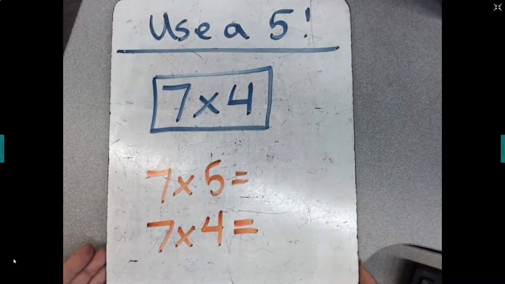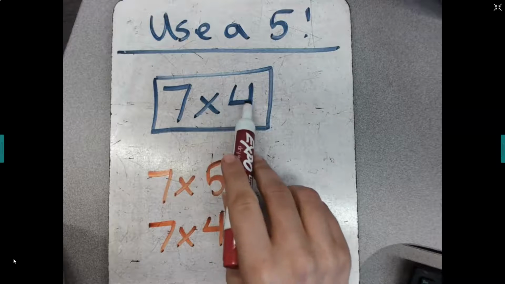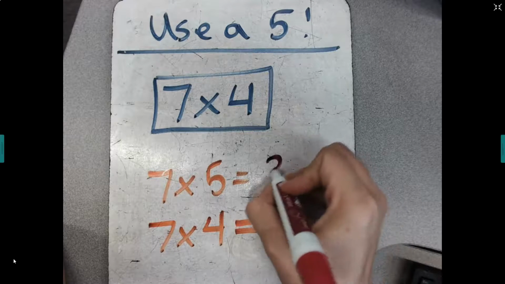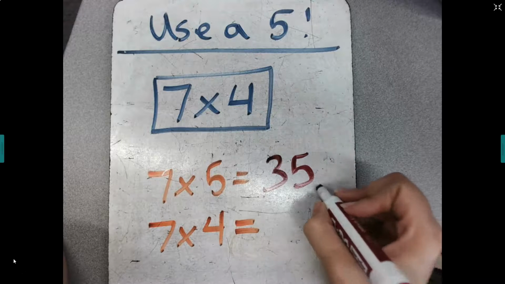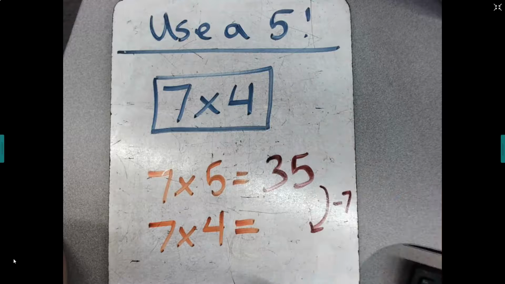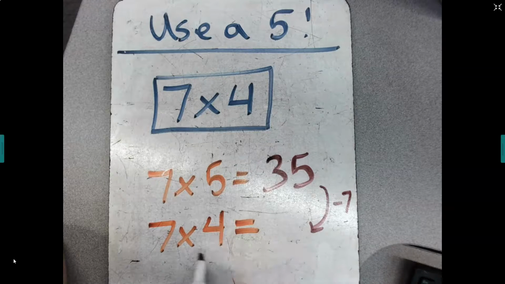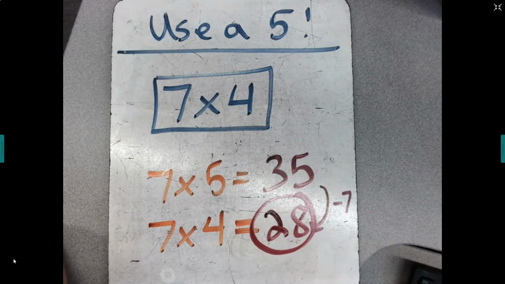Let's talk about using a 5 in a little bit of a different way. This time I have 7 times 4. So this is 7 groups of 4 or 4 groups of 7. So again, starting with my 5s facts, I have 35, 5 times 7. Now I have one less group of 7. So this time I'm going to subtract 7 instead of add 7 because I have one fewer group. I only have 4 groups of 7 instead of 5 groups of 7. So that is 28 as that answer.